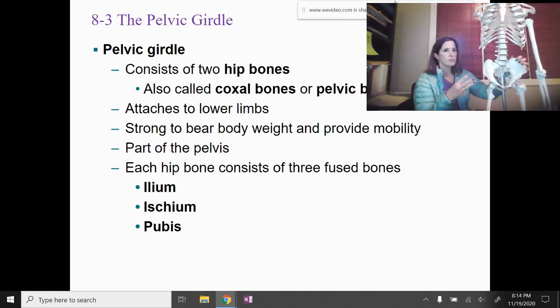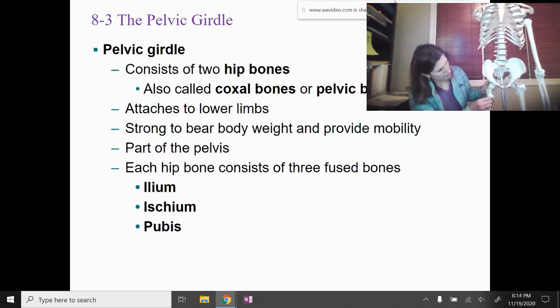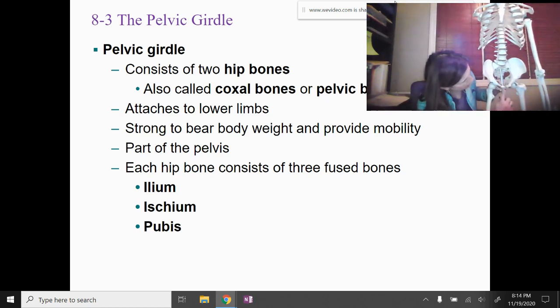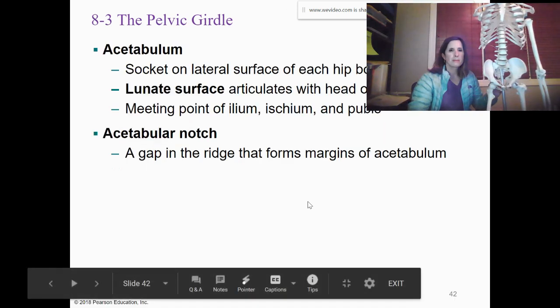There are 3 fused bones. The ilium is here, the ischium is here, and the pubic bone is here. And the 2 pubic bones, I don't know if you can see this, meet at the pubic symphysis, right here, which is cartilage. You can see where they come together.